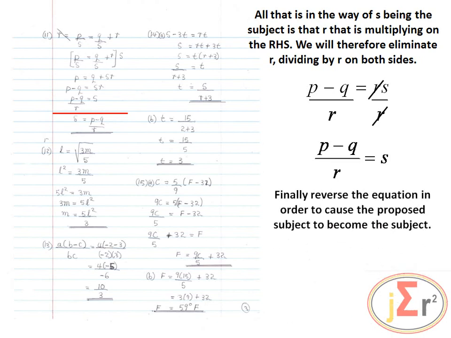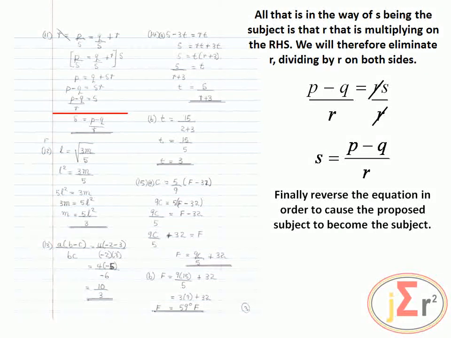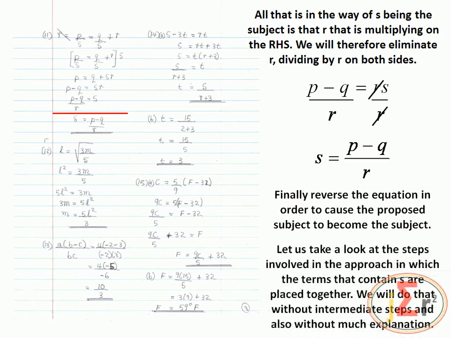Finally, reverse the equation in order to cause the proposed subject to become the subject. And that's all there is to it. Let us take a look at the steps involved in the approach in which the terms that contain S are placed together. We will do that without intermediate steps and also without much explanation on the other slide.